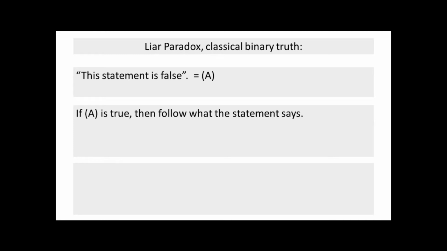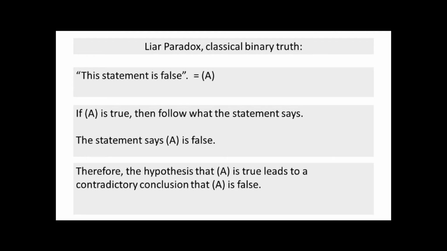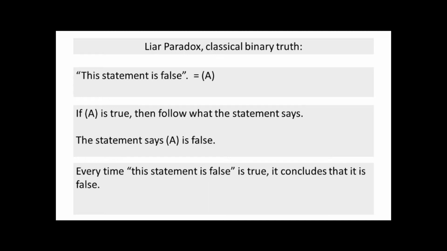Let's start using some symbols to represent our logical expressions. In this case, binary means two possible values or two possible outcomes, true and false. Let's represent "this statement is false" as A. If A is true, then follow what the statement says. The statement says A is false. Therefore, the hypothesis that A is true leads to a contradictory conclusion that A is false. Every time "this statement is false" is true, it concludes that it is false.